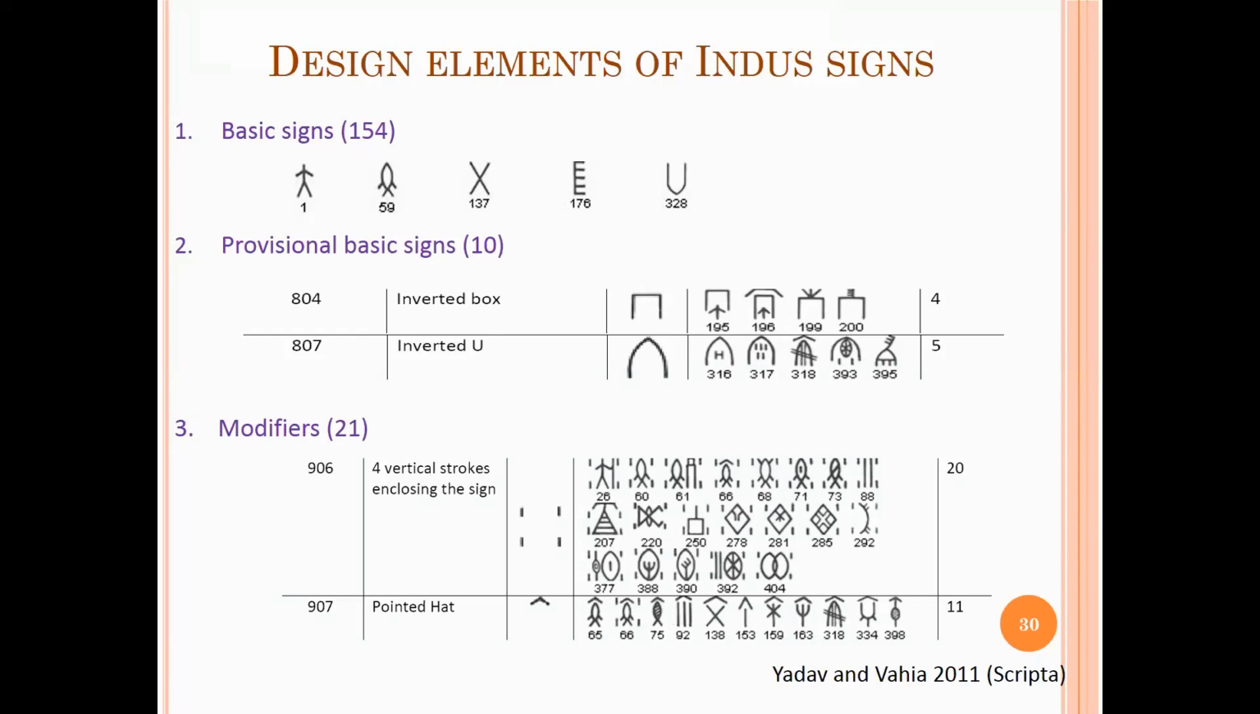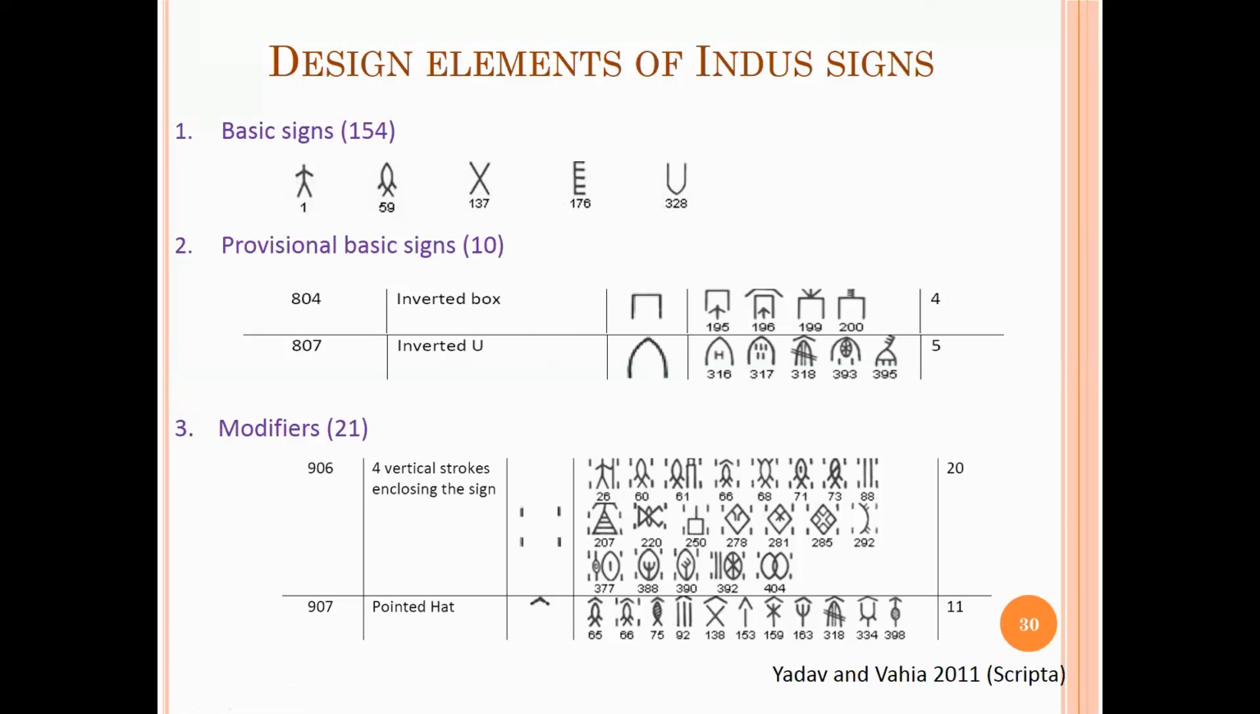So if we take a look at some of the designs of various signs, we find certain components which seem to occur again and again, but these components do not have an independent occurrence in the sign list. So we identified them as the provisional basic signs, and 10 such components were found. This seems to be an inverted box, an inverted U kind of sign, and the other eight such components were identified.